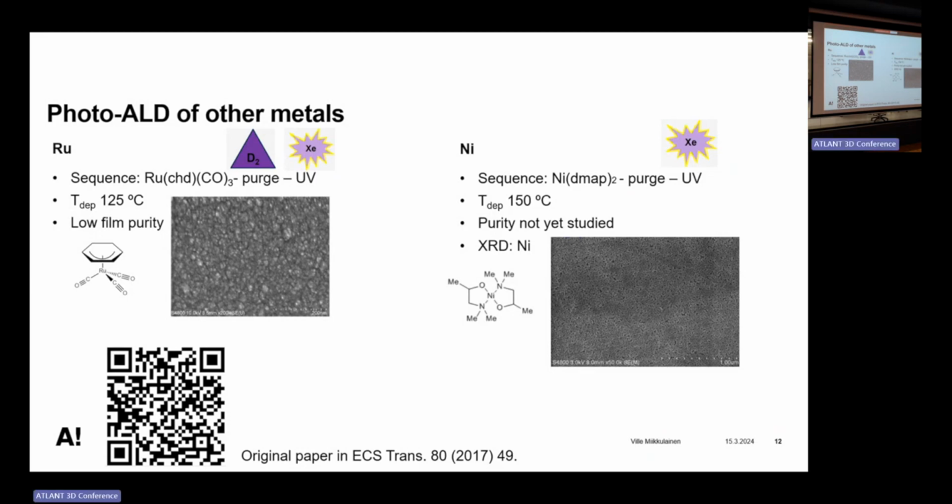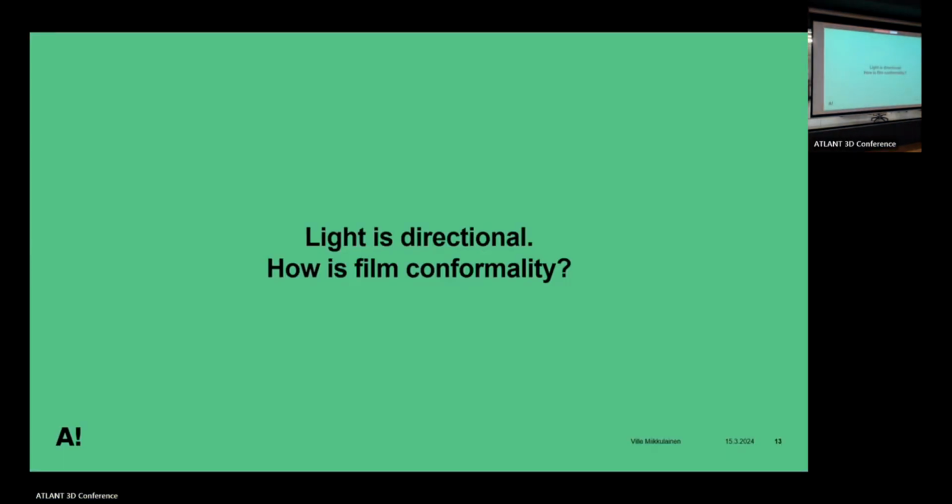And then very similarly to copper, we managed to deposit nickel with the same single source approach. Nickel DMAP is the same precursor as we use for copper, only with nickel this time. We had one or two depositions, and we didn't study the material very carefully, but with XPS we could see that it's nickel. As was presented on the first slide, light is directional, and maybe conformality is an issue here.